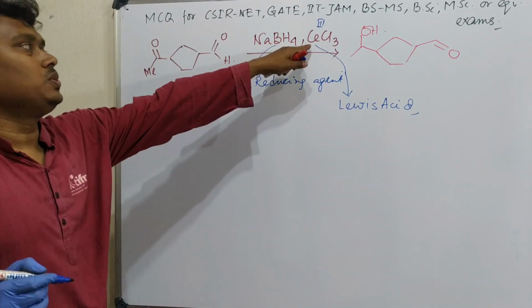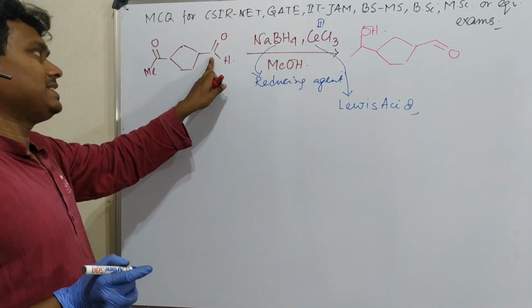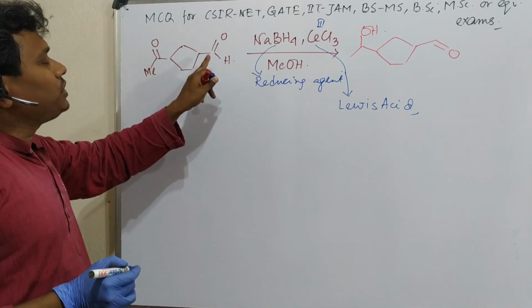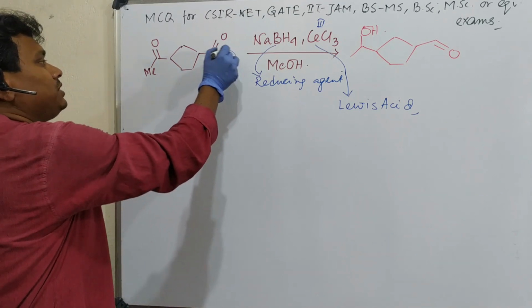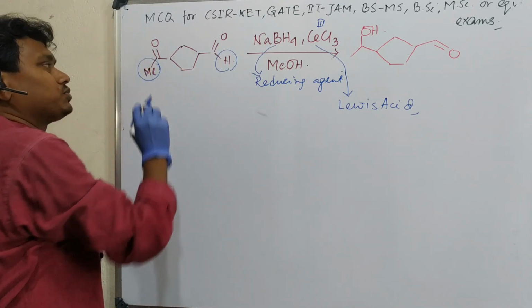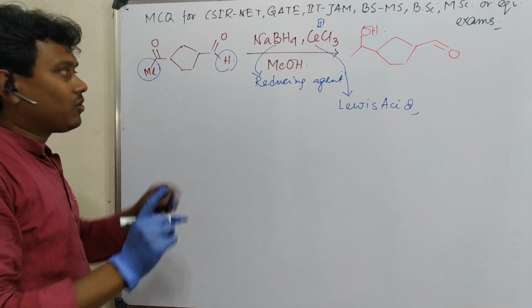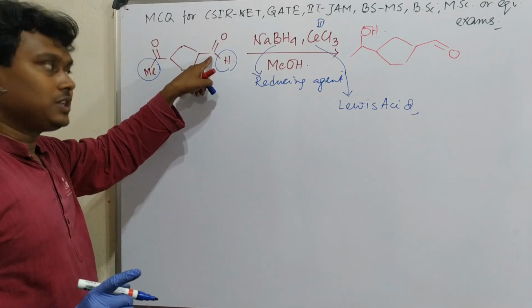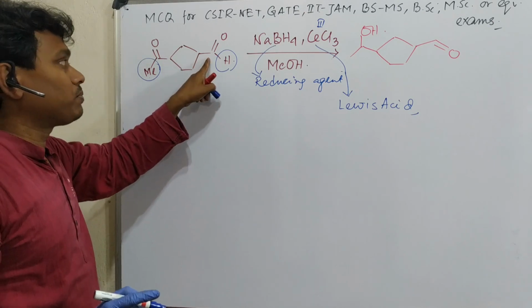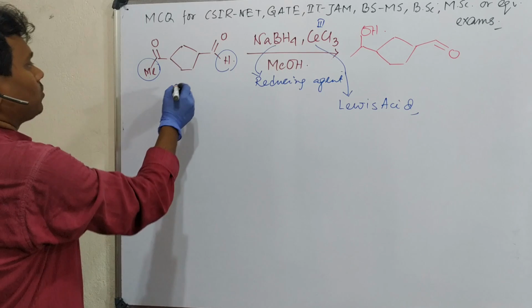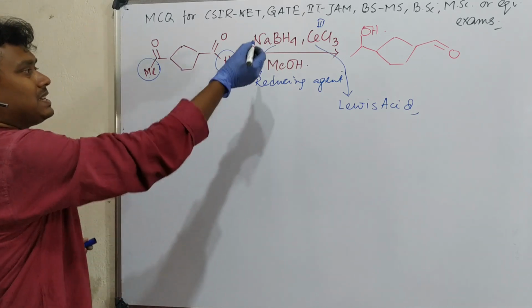If you don't use cerium chloride, the first preference is aldehyde reduction, and second is ketone reduction. Why? Because we know the aldehyde is less bulky because of this hydrogen, whereas there is an alkyl group here. And second, the alkyl group has a plus I effect, whereas the hydrogen doesn't. Consequently, the aldehyde carbon is more electrophilic. So steric as well as electronic factors both support the reduction of aldehyde before the ketone.